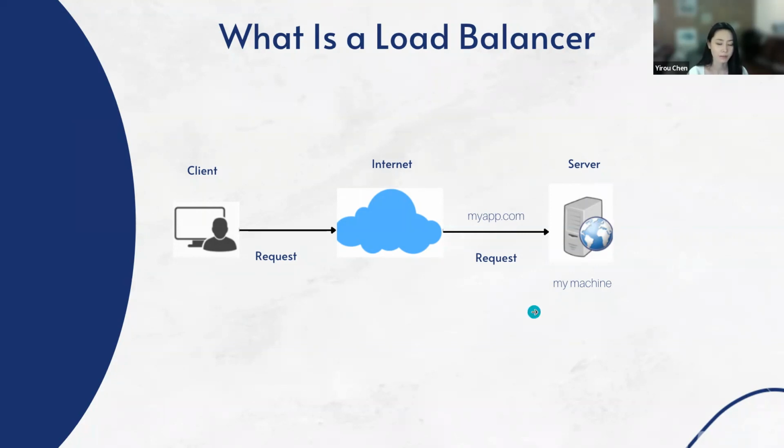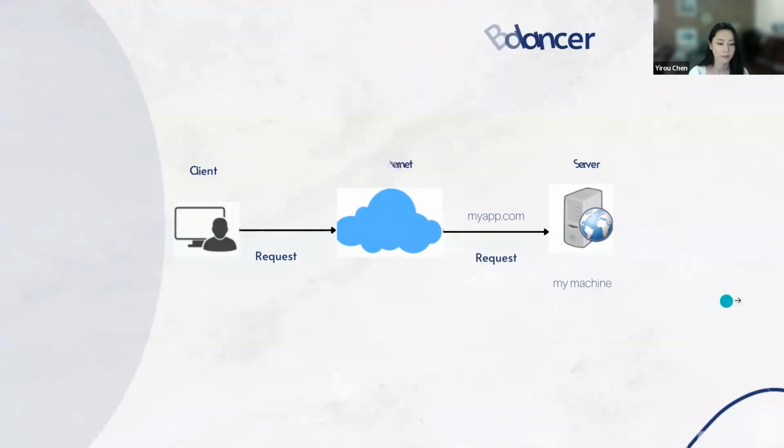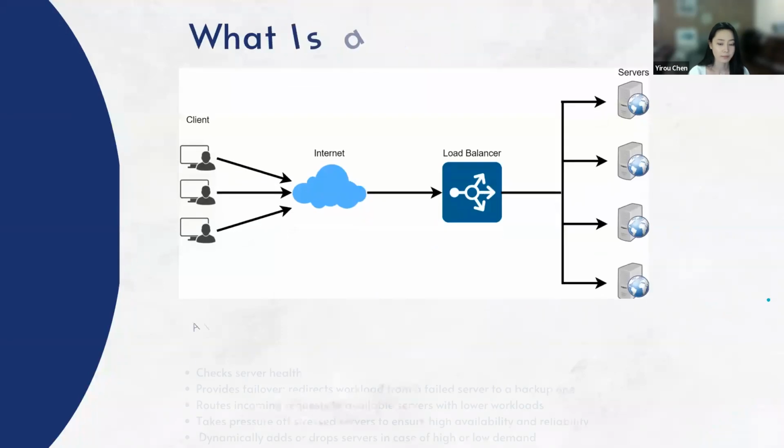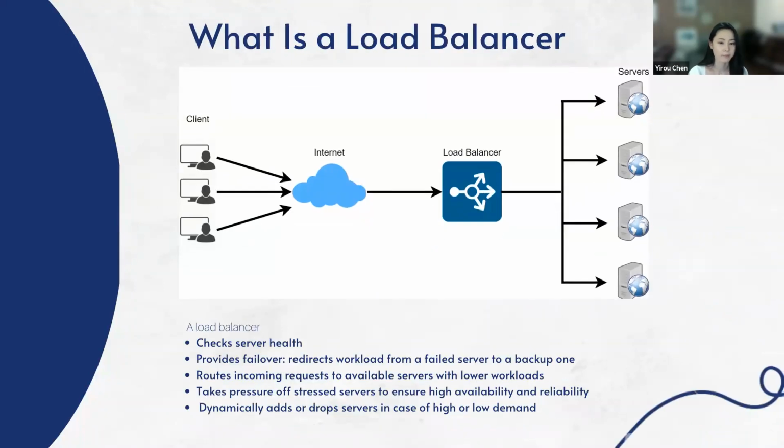So in order to make your application more resilient, you decide to scale horizontally, which is by adding more machines. But then how do you decide which requests go to what server? And this is when a load balancer comes into play.